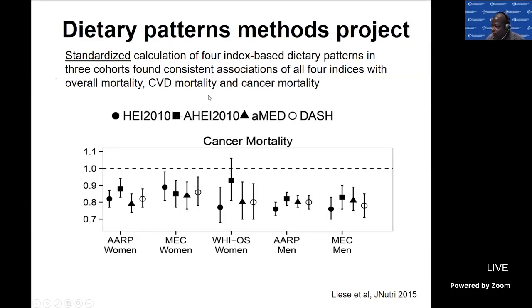And they found very consistent associations between higher adherence to these four dietary indices and overall mortality, cardiovascular disease mortality, and cancer mortality. You can see these represent the associations, and there's a lot of consistency here. So this was for a standardized calculation of the score by the same group within these three different cohorts.